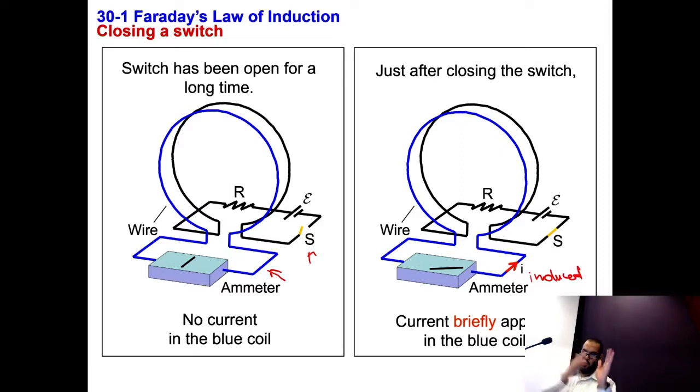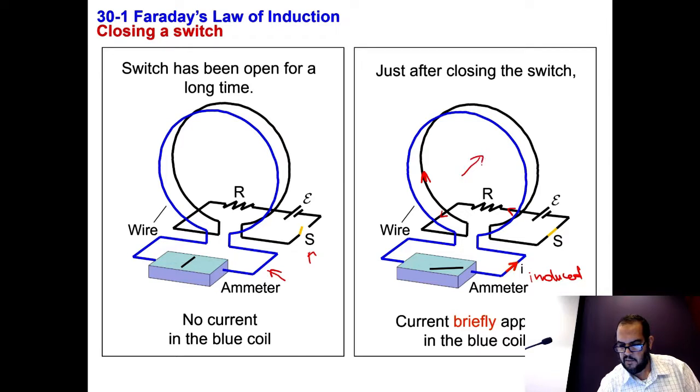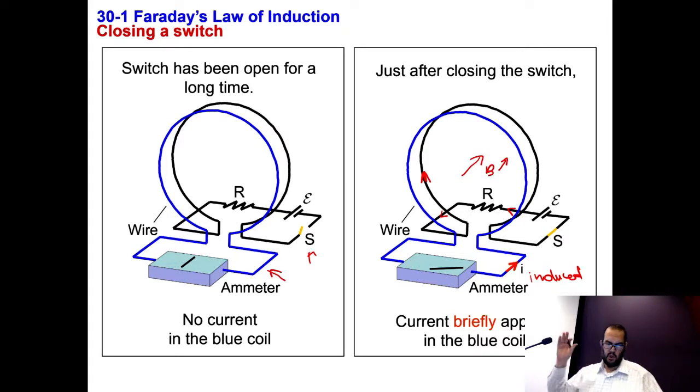After you close the switch, it will go back down to 0, because after that there is no changing of magnetic flux. What's happening here is we have a current flowing here, and this current is going to produce a magnetic field. So the magnetic field here, B, will increase as we close the switch. As we close the switch, we are inducing a magnetic field.